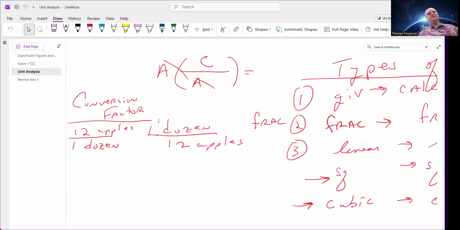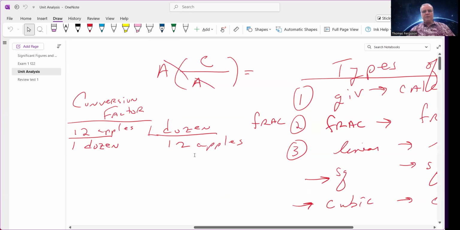So instead of A's and C's, you're going to be using units like grams and liters. And the units have to cancel whenever you do a problem. They need to cancel to the answer's units. So you're starting with some unit, you're going to end with some unit. In between, everything's got to cancel out. And I'll give you lots of examples of that.